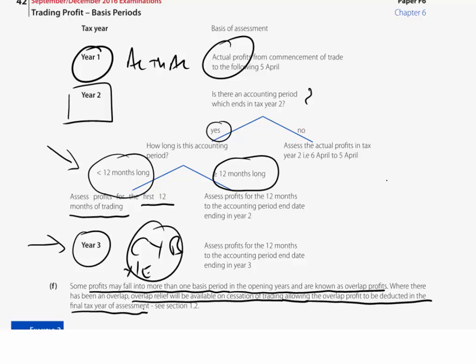And we may also be required to state what happens to them. Easy, they're deducted in deriving the assessment in the final tax year of trading. But these rules now need to be learnt. So we've gone down one side here of this exercise.